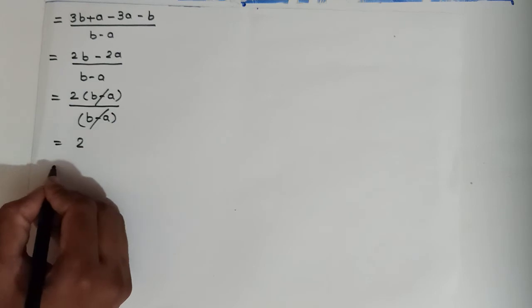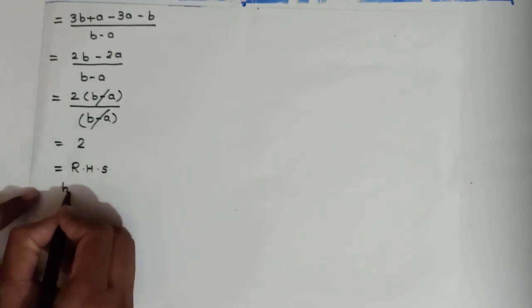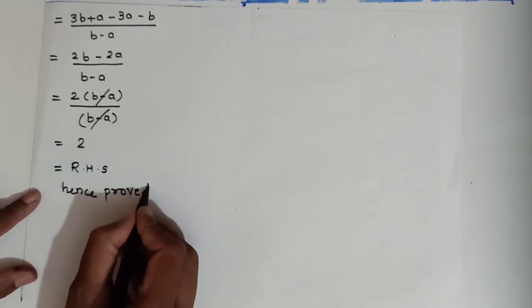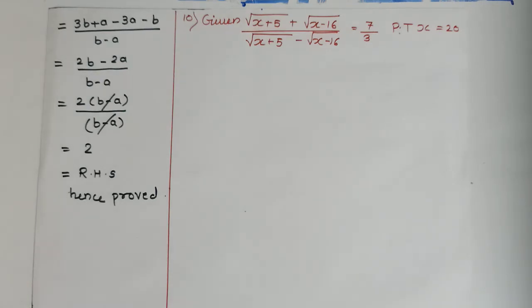So what is your answer? 2, which equals your right hand side. So hence proved. Okay, isn't it simple? I hope you all found it easy. Now look here children, this is a very simple problem, but sometimes when you see these roots, you think it's very difficult to solve. But it's not so. You have to go about it in the same way.